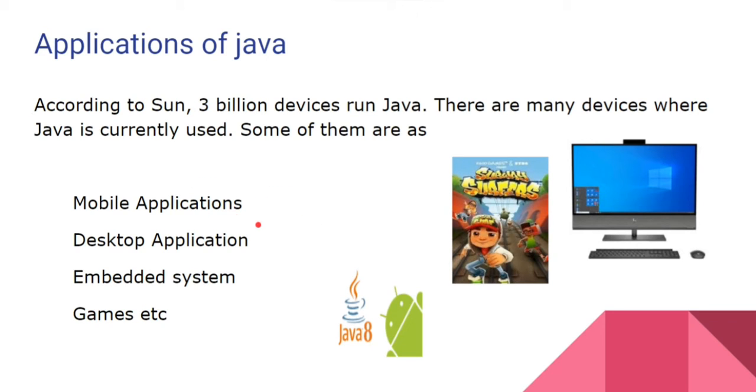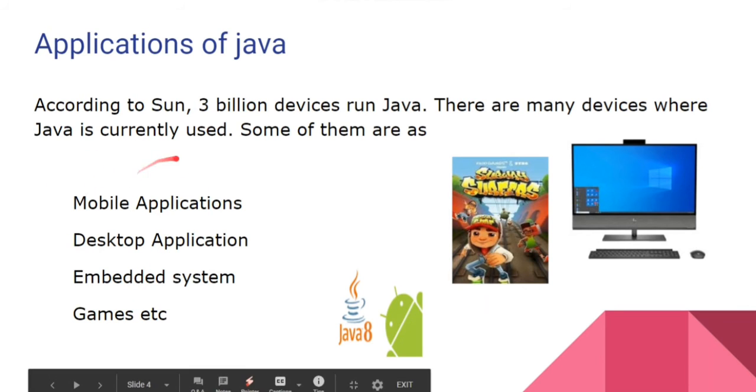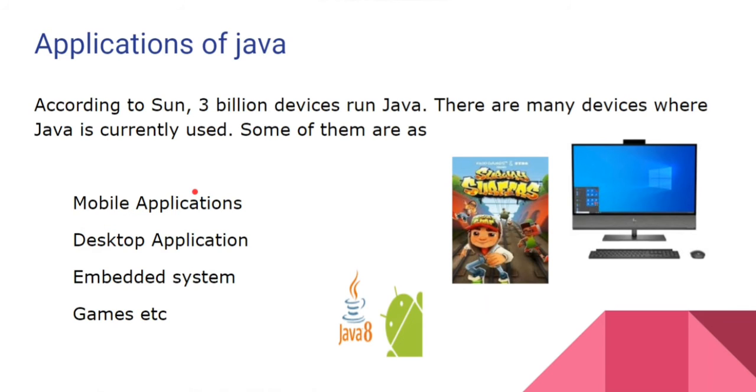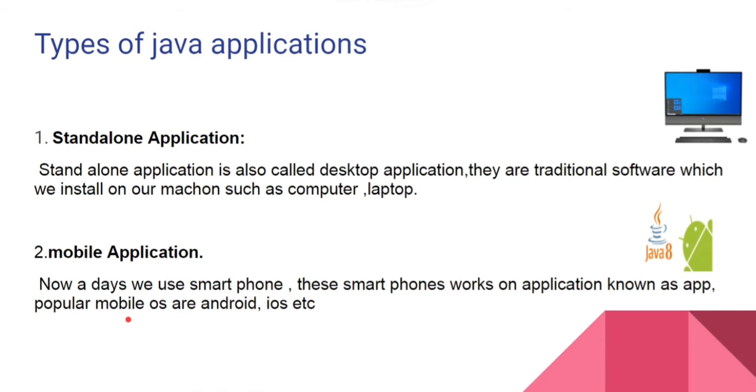We also have desktop applications, and a variety of desktop applications run on Java. We have embedded systems, which are systems that are embedded and operated, such as the Windows CE operating system installed on our workstations. A variety of games are written in Java. So these are the applications developed in Java: mobile applications, where the Android system is written in Java, desktop applications, embedded systems, and games.